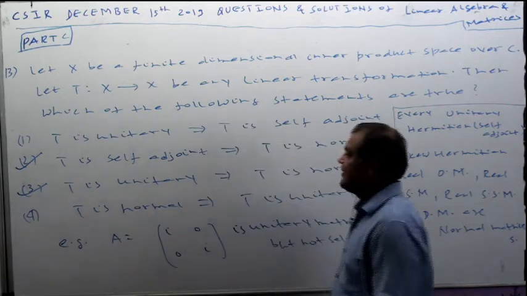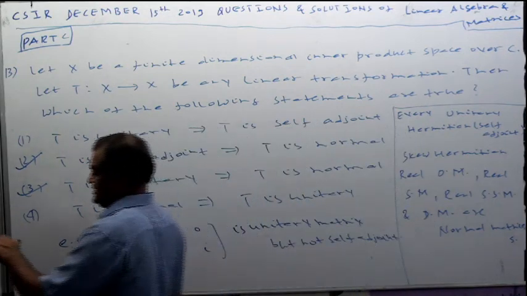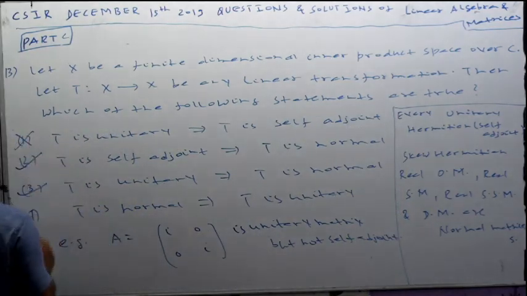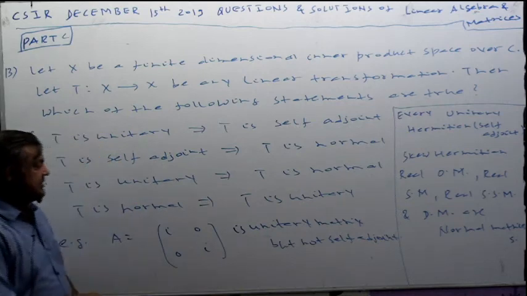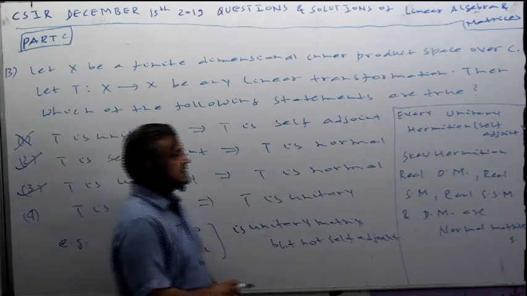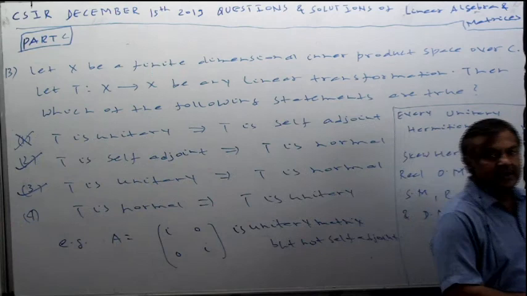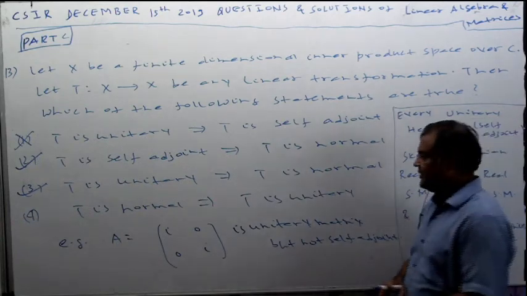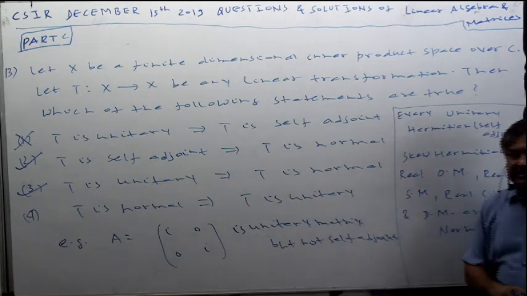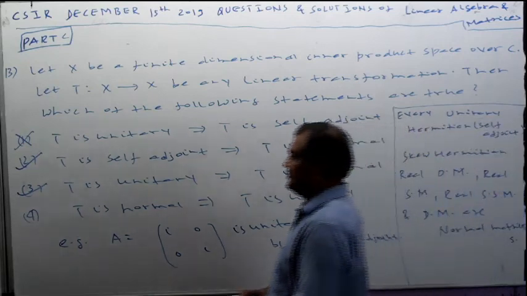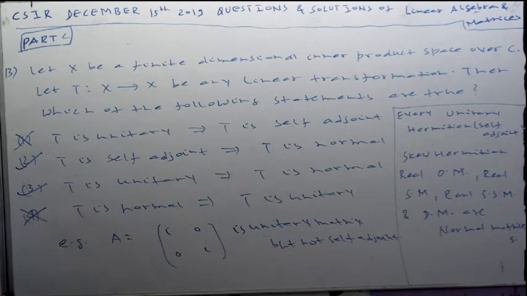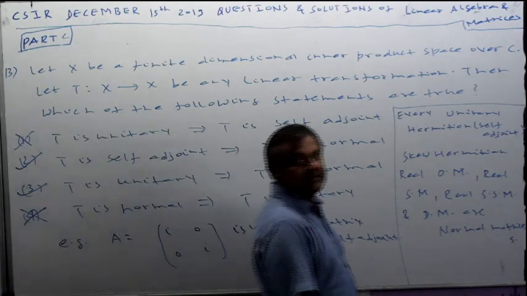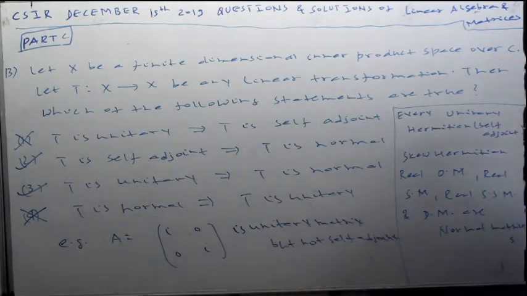Happy with this? So unitary implies Hermitian, that is incorrect. Fine. Normal implies unitary. No. Normal matrices are also Hermitian, skew Hermitian, real symmetric, real skew symmetric, real orthogonal, etc., etc. So this is also one. So only second and third options are correct. Why it is correct, that should be clear.